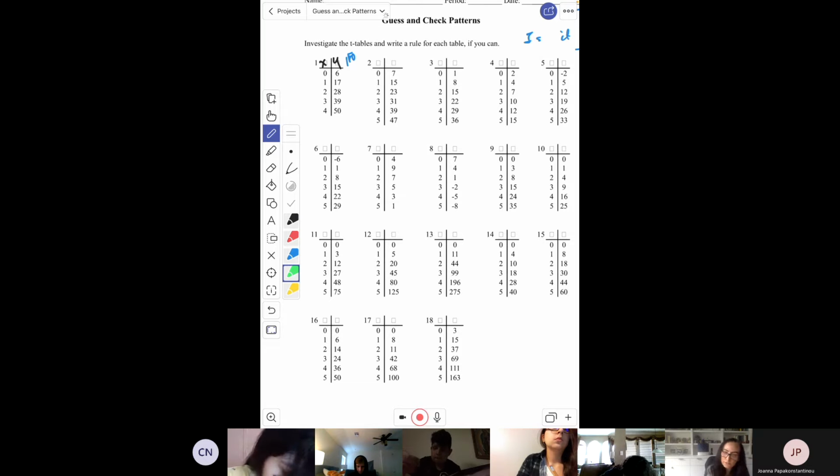And they may be neither. They may not have a first finite difference or a second finite difference, in which case you cannot find the rule right now. If you get stuck, say something.